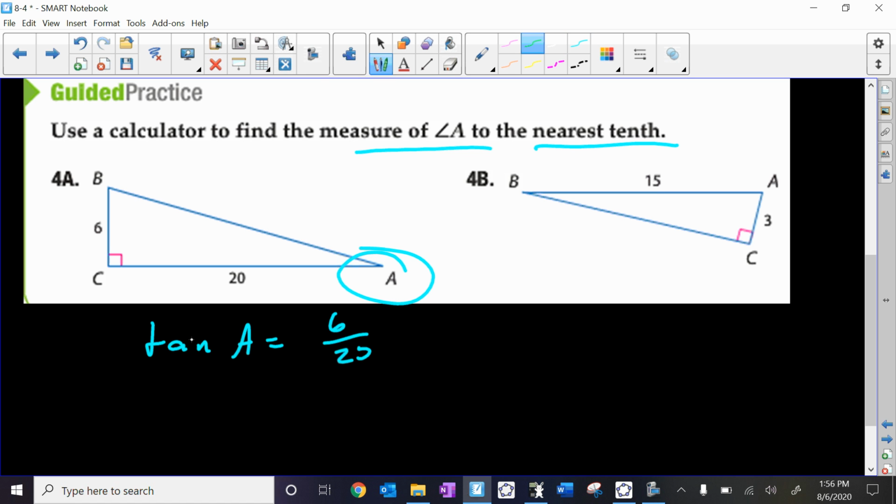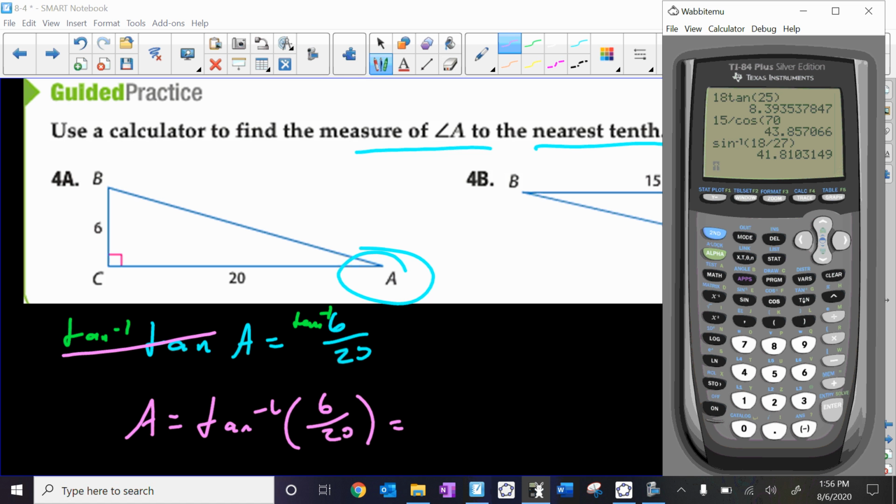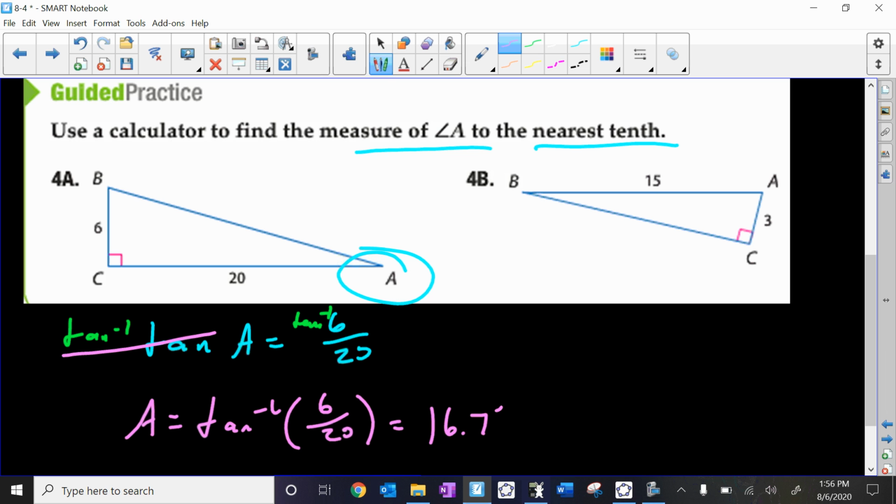This time, to cancel tangent, I'm going to use the inverse tangent on both sides, leaving me with just angle A equal to the inverse tangent of 6 over 20, which we can plug into our calculator. Second tangent, 6 divided by 20, close the parentheses, gets us approximately 16.7 degrees. 4b is going to be pretty similar, except that time it just uses cosine.